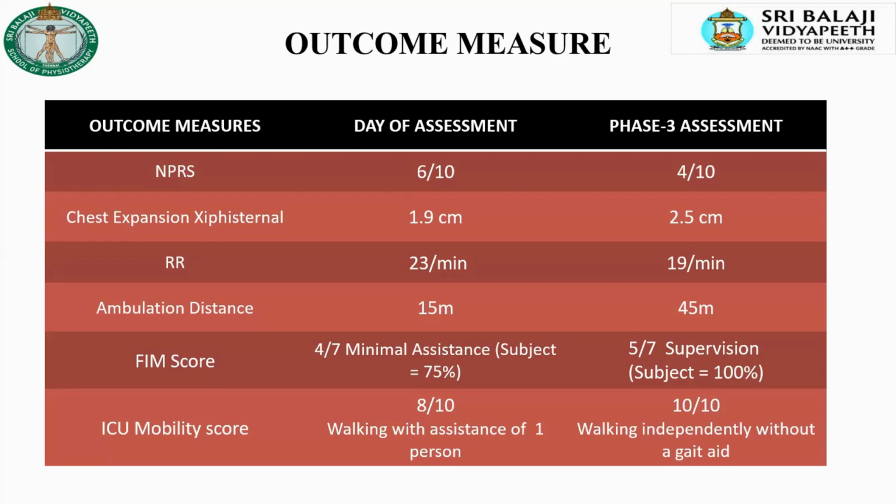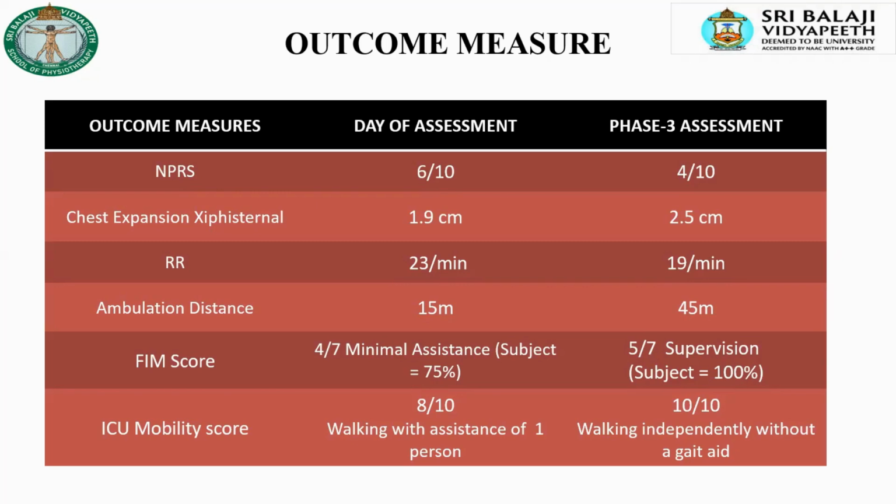Chest expansion is at a sufficient level. The day of assessment is 1.9 centimeters, and at the phase 3 assessment 2.5 centimeters. Respiratory rate on the day of assessment is 23 per minute, and at the phase 3 assessment 19 per minute. Ambulation distance on the day of assessment is 15 meters, and on day 3 assessment 45 meters.